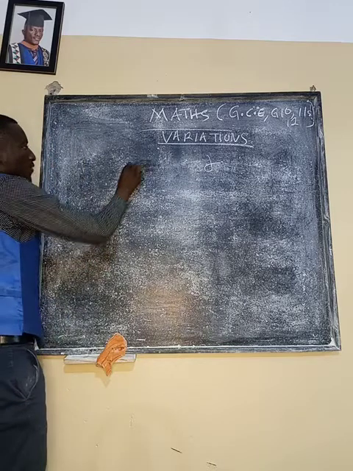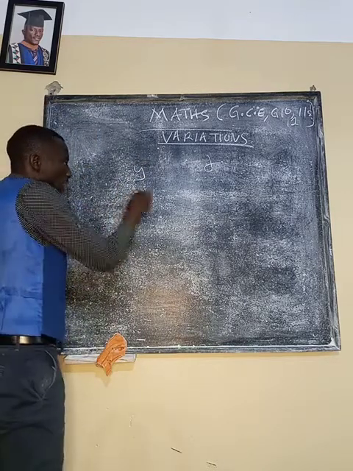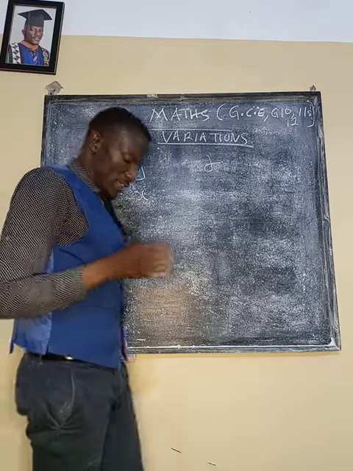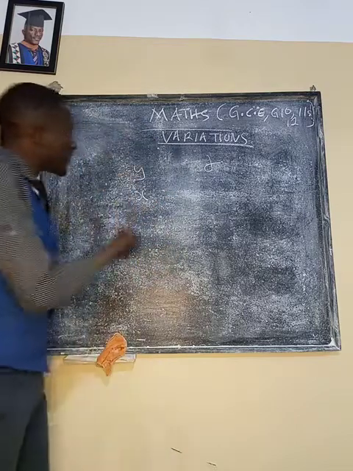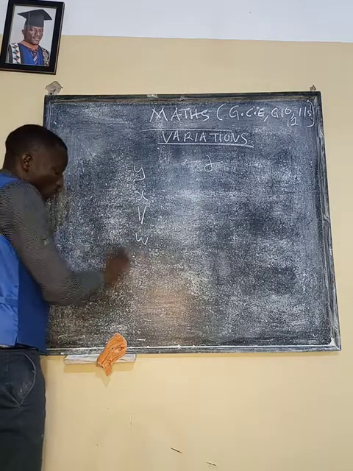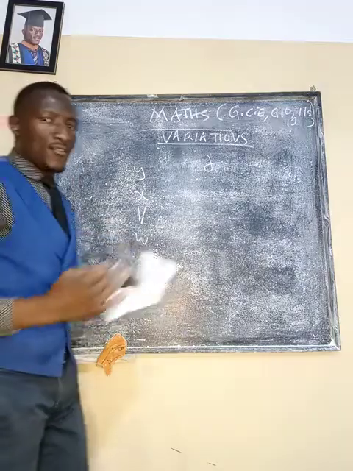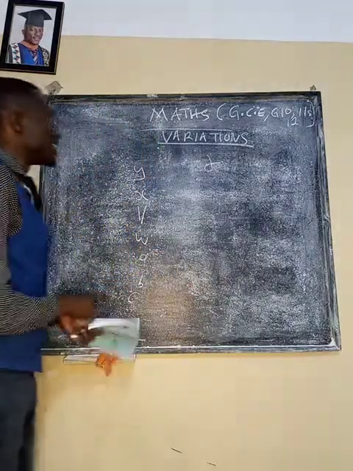Then we have different variables. You can have y, you can have x, you can have different letters. You can have v, w, a, b, c. All those can represent variables, they can represent letters.